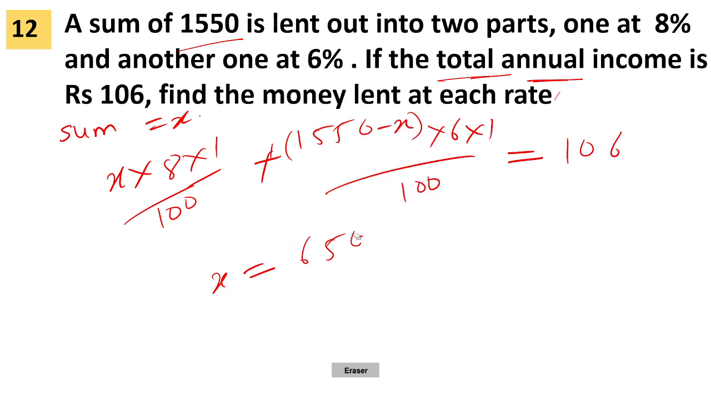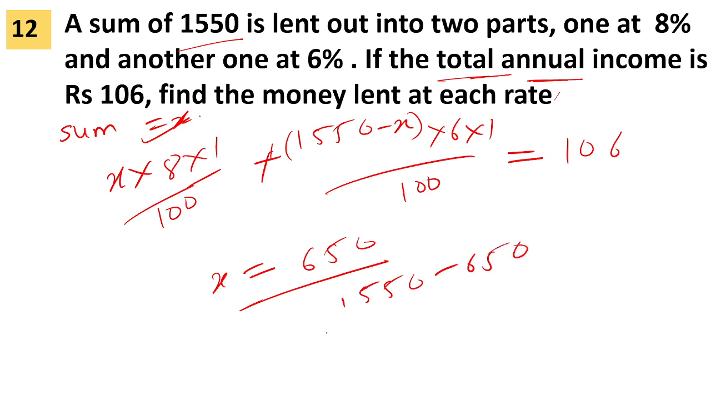You get the one part as 650, that is x1, but for the next one you have to subtract that: 1550 minus 650. So x1 you got, for x2 you have to subtract this, so x2 you will get as 900. Or you can directly solve this question.